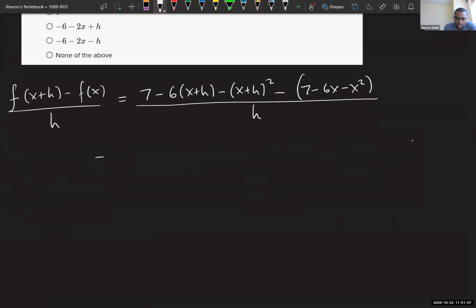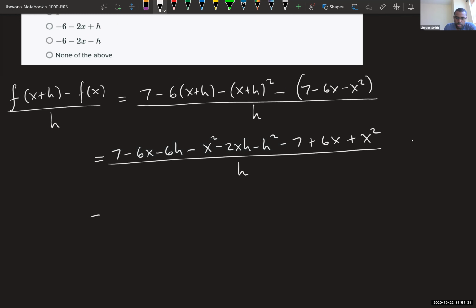Right now, you can just continue simplifying this. So I'd start expanding parentheses here. So 7 minus 6x minus 6h. This is going to be x squared plus 2xh plus h squared, but I'm going to distribute the negative. So ultimately it'll look like that. Now I'm going to see guys that I can actually combine. So we have 7 minus 7. We have minus 6x plus 6x. We have minus x squared plus x squared. And that's all we can combine.